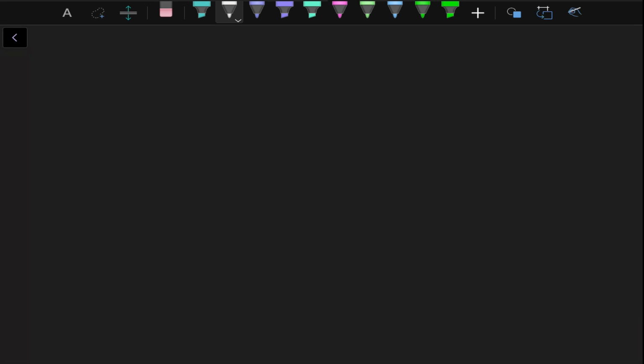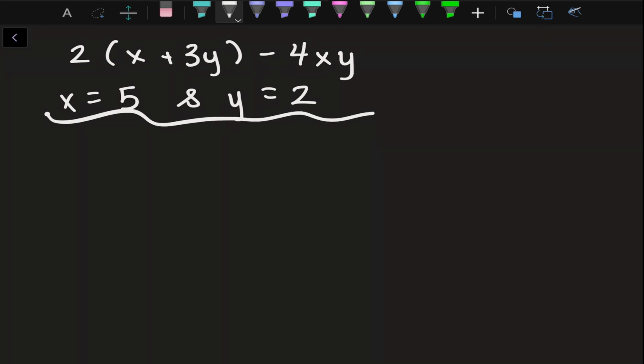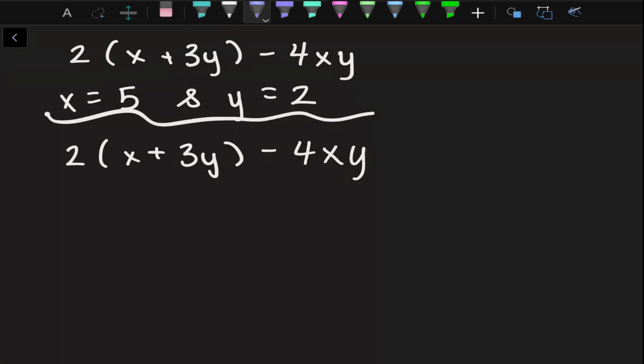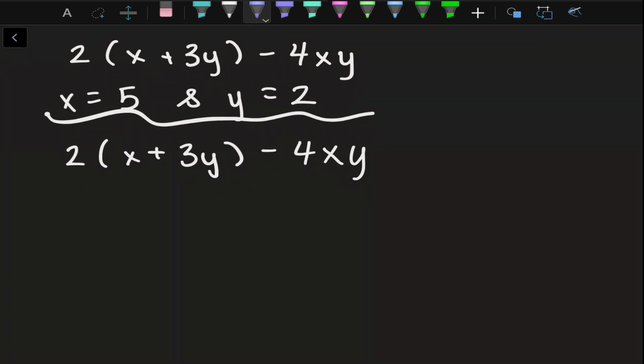We want to calculate the value of 2x plus 3y minus 4xy. And we want x to equal 5 and y to equal 2. Okay, so that's my question. So first step, write the equation out. 2x plus 3y minus 4xy. Now, what do I notice here? Okay, so, first we want to put in those values.